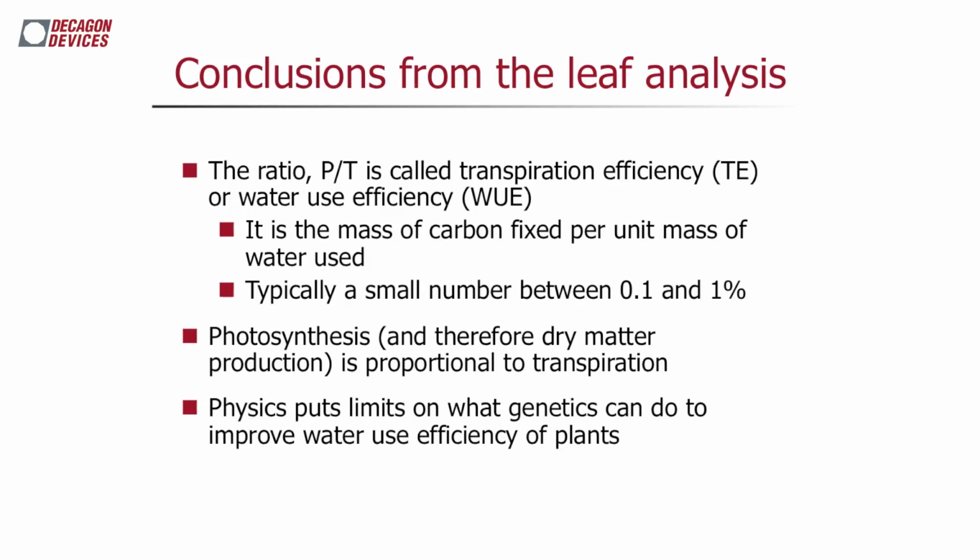We also know that photosynthesis is proportional, and dry matter production is proportional to transpiration. So if somebody came up to you and said, well, I'd like to engineer a plant to basically use next to no water, but put on biomass, you could quickly tell them, okay, physics is actually limiting this process. There's no way to produce biomass through photosynthesis without actually transpiring water out of the plant.